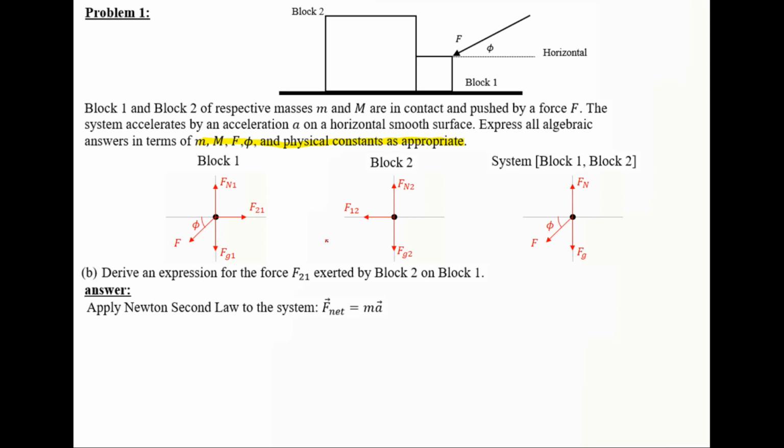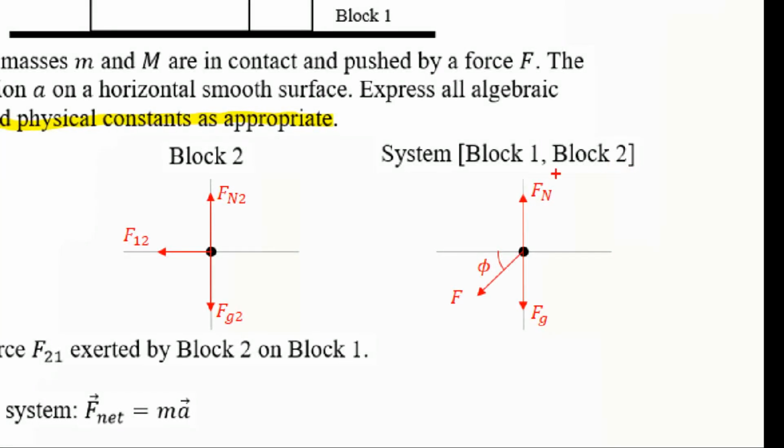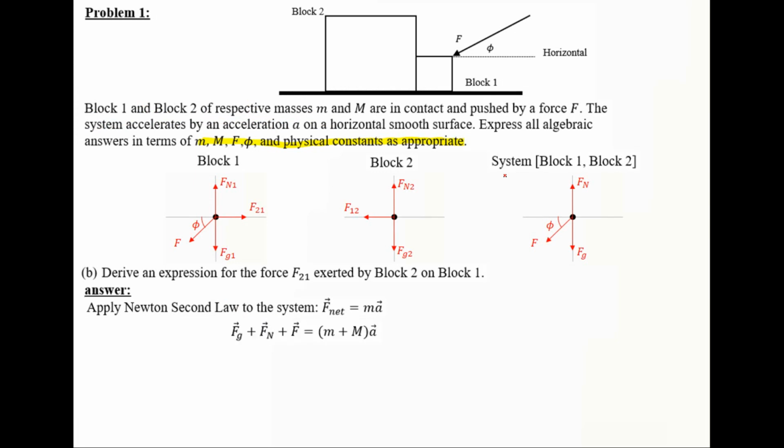And in order to determine the acceleration of the system, we need to consider the FBD initially of the system as a whole. So in this case, the forces acting on the system are the pull of gravity, the normal push, F, and the mass would be replaced by the total mass given by m plus M.